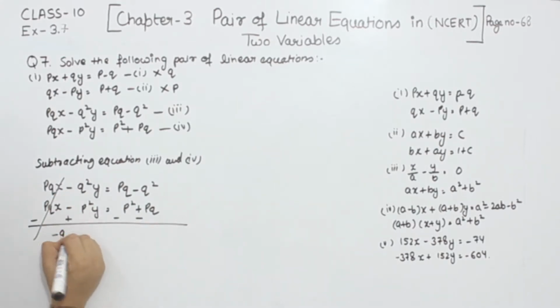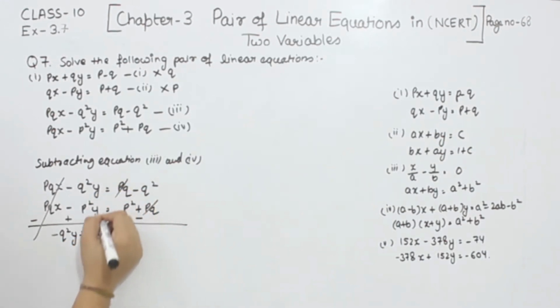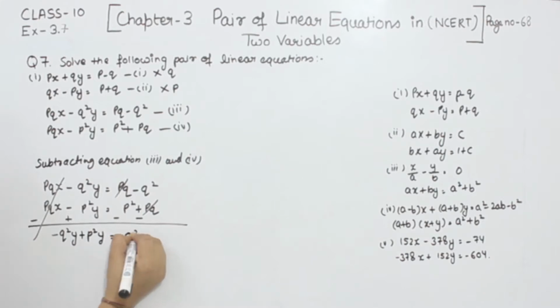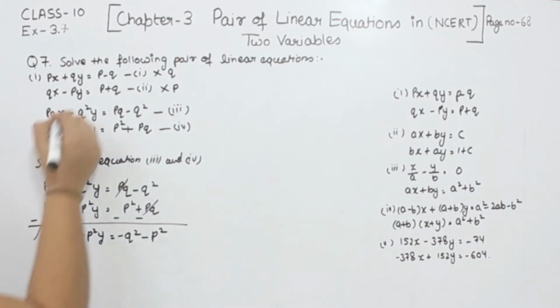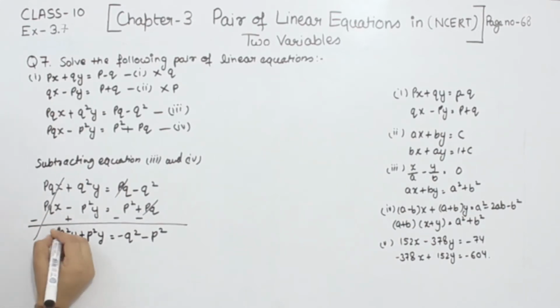Now right here minus q square y, here plus p square y. Now here plus minus cancel. Here we have minus q square and minus p square. Now we are going to solve it. This one is positive, so this one is also positive. Now this one is plus q square y.